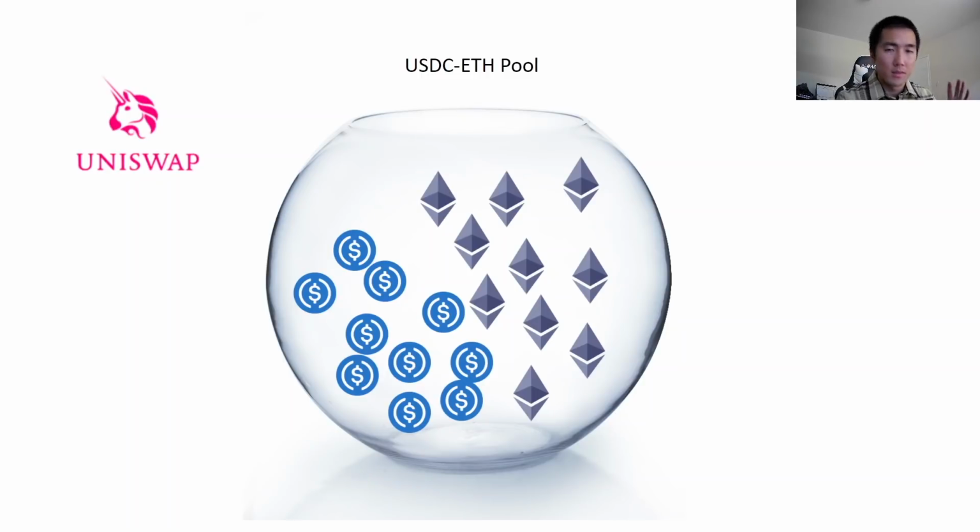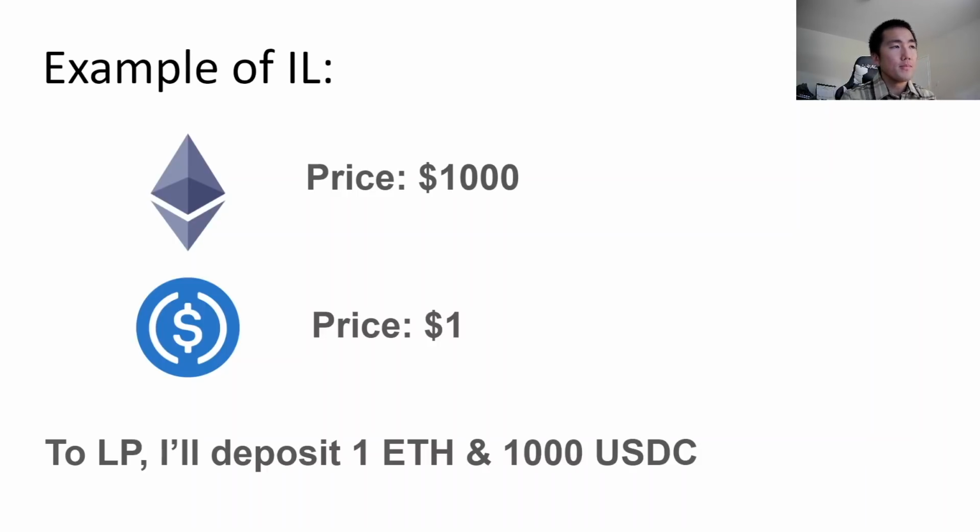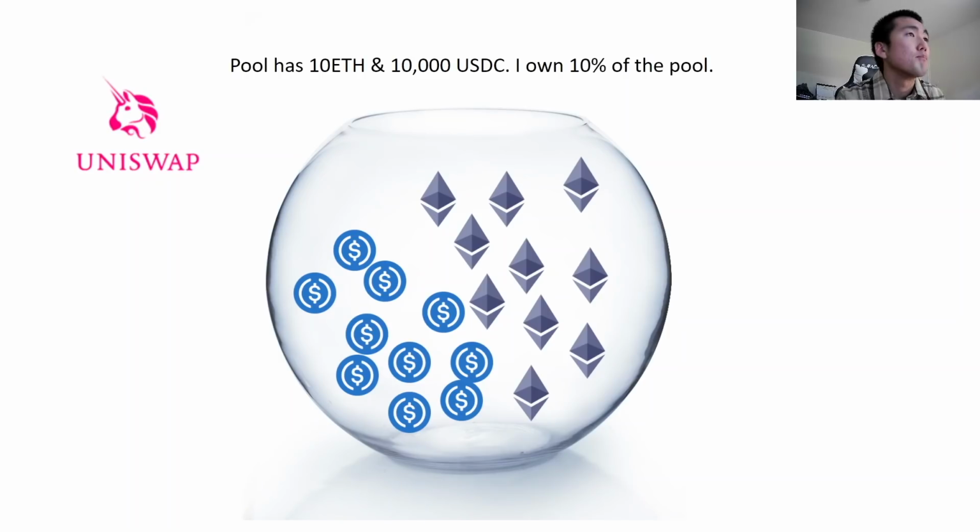Let's say in the same USDC-ETH pool, the price of ETH is at $1,000 and the price of USDC is a dollar, obviously. And I want to be a liquidity provider, so I need to provide an equal amount of two assets, right? So one ETH and $1,000 of USDC. To simplify things, let's say after I provide liquidity, there's 10 ETH and 10,000 USDC in this pool, meaning I'm entitled to 10% of the fees because I own 10% of the pool, right?